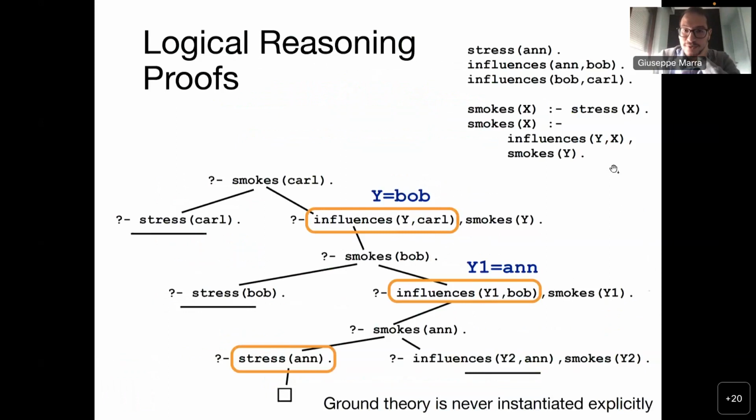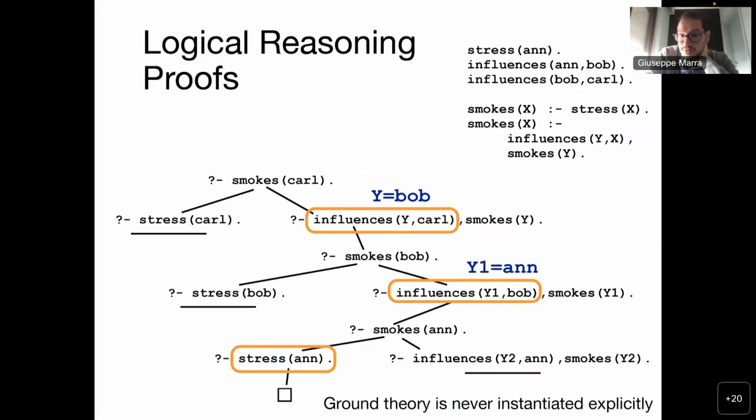So suppose that the program is the one on the top right here, where we have that Ann is stressed, and Ann influences Bob, and Bob influences Carl. And then you have two rules that say someone smokes if he's stressed, or someone smokes if he's influenced by another person who smokes. And we could suppose that our query is smokes(Carl).